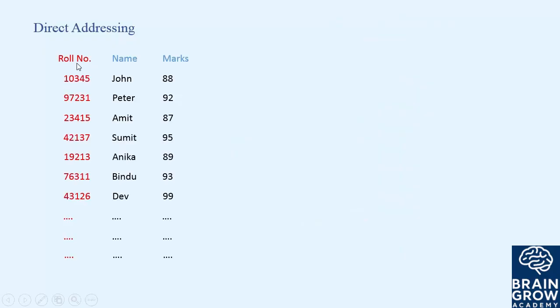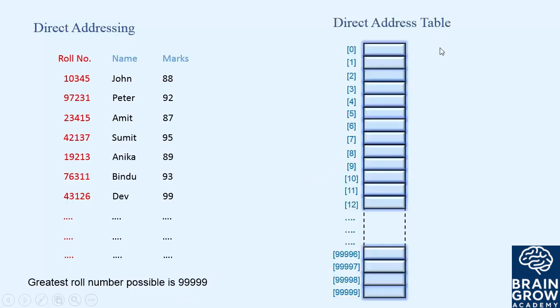Now suppose these student roll numbers are 5-digit numbers instead of small numbers. So now we have these 5-digit roll numbers. Now the greatest roll number possible is 99,999. If we use this direct addressing method, then we'll need an array whose last index is this. So we need an array of size 100,000. Now out of these 100,000 locations of this array, only 100 locations would be used for storing these student records. So it's clearly a lot of wastage of space.